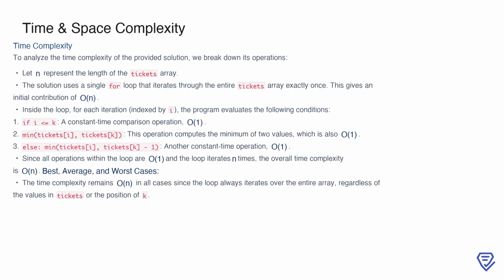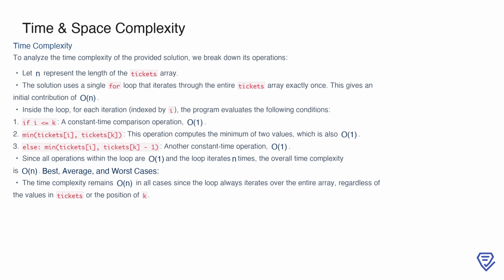To determine the time complexity of our solution, we begin by analyzing the key operations. First, let's define n as the length of the tickets array. The solution contains a single for loop that iterates over the array exactly once. This means the base contribution to the time complexity is O(n).